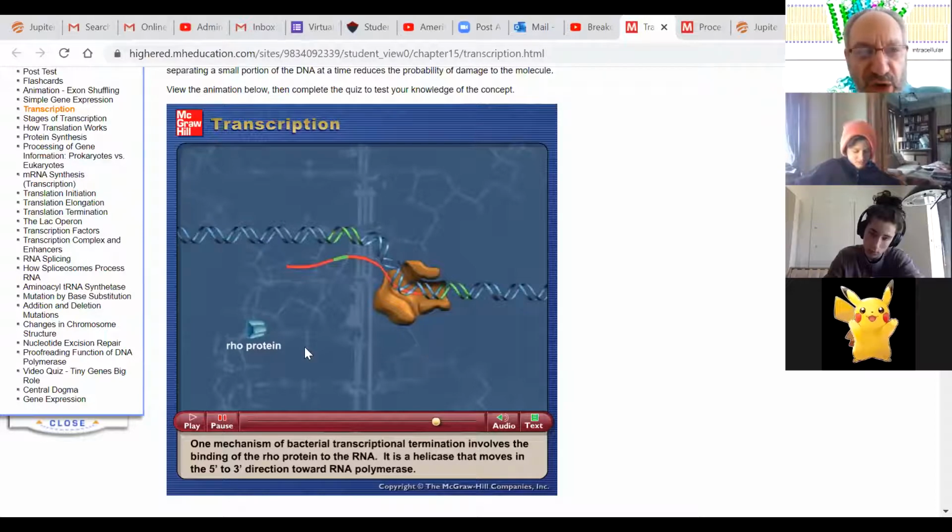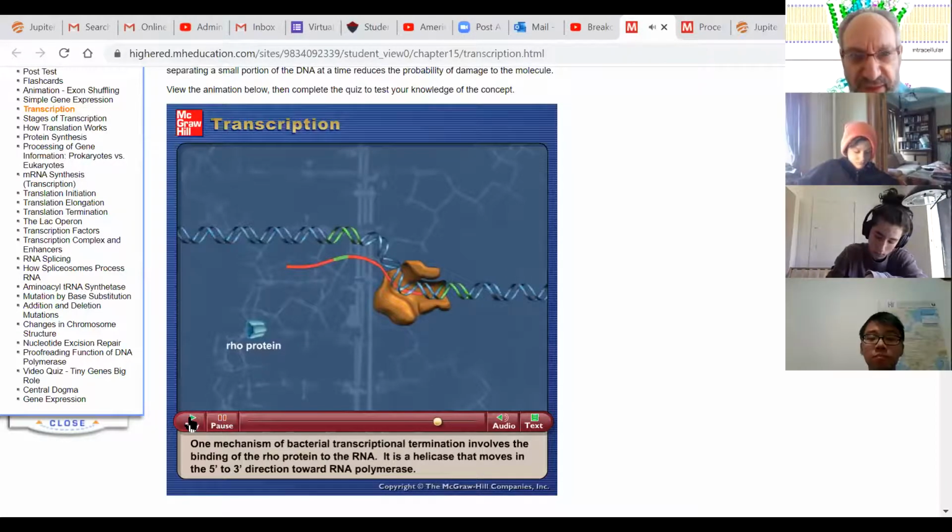So the Rho protein is going to go over that. And yes, guys, it's hydrogen bonds, right? So we form these temporary hydrogen bonds in the RNA molecule, and that allows for it to form a stem loop structure. And we're going to see why that's important now. So let's just move forward.